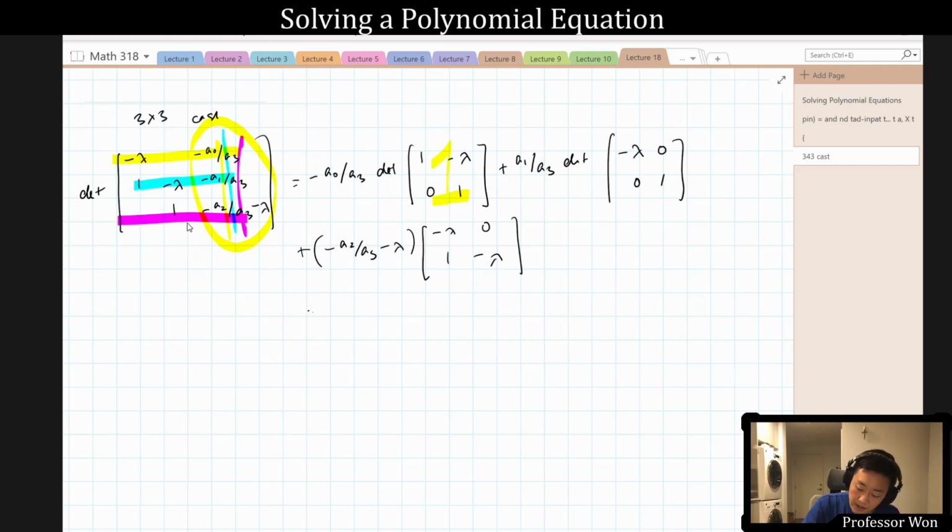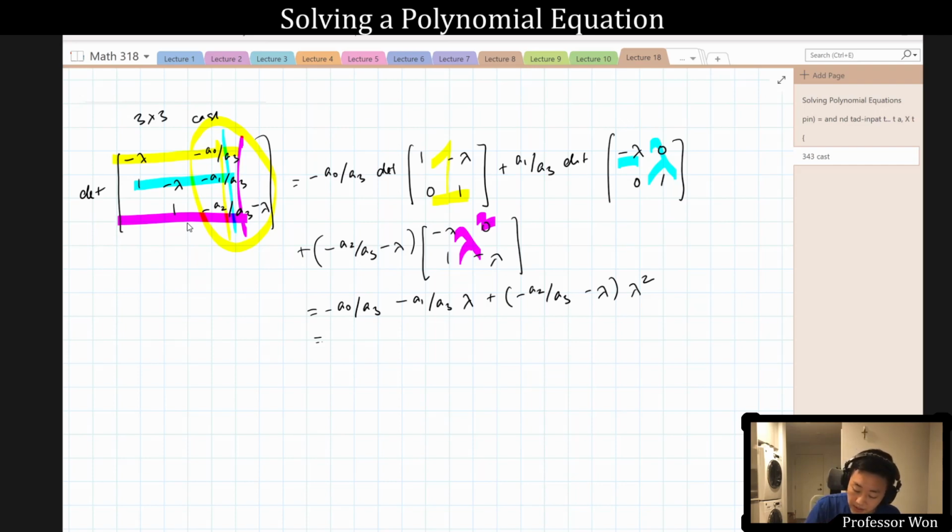So what we'll get is negative a0 divided by a3. The second matrix has a determinant that's negative lambda. So you get minus a1 over a3 lambda. And the third matrix has determinant lambda squared. Maybe I'll just do it like this. Here's negative lambda, here's lambda squared. So what you get is plus negative a2 over a3 minus lambda times lambda squared.